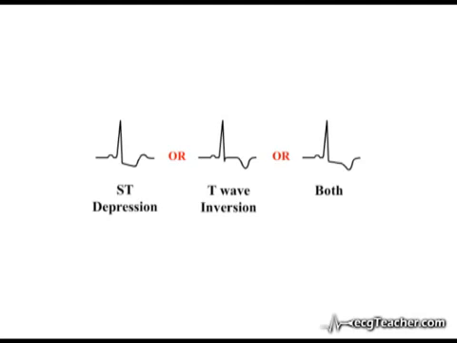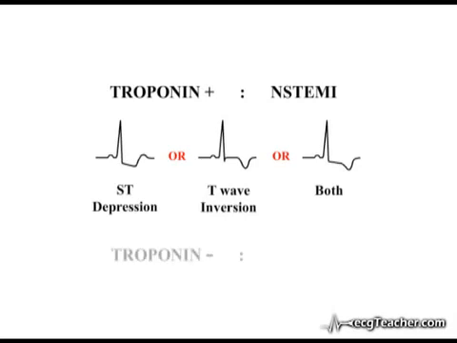Therefore, if the patient develops elevated levels of cardiac markers in the blood, in association with the ECG changes we've described, they are said to have had a non-ST elevation MI. If the blood levels remain normal, they have pure ischemia, unstable angina. Unstable angina and non-ST elevation MI are grouped together under the general term non-ST elevation acute coronary syndromes.